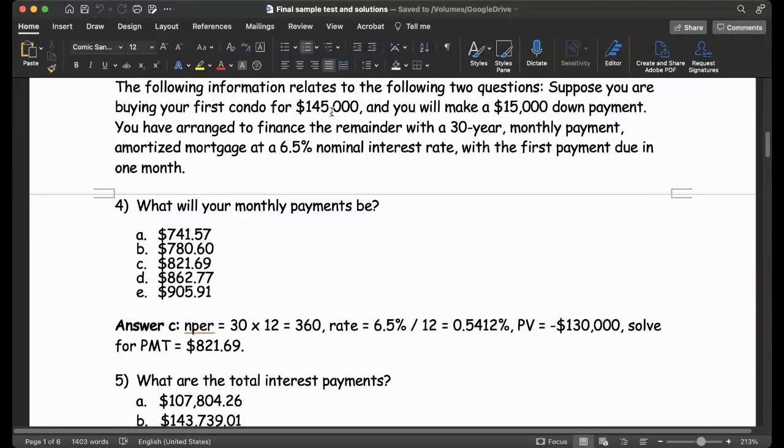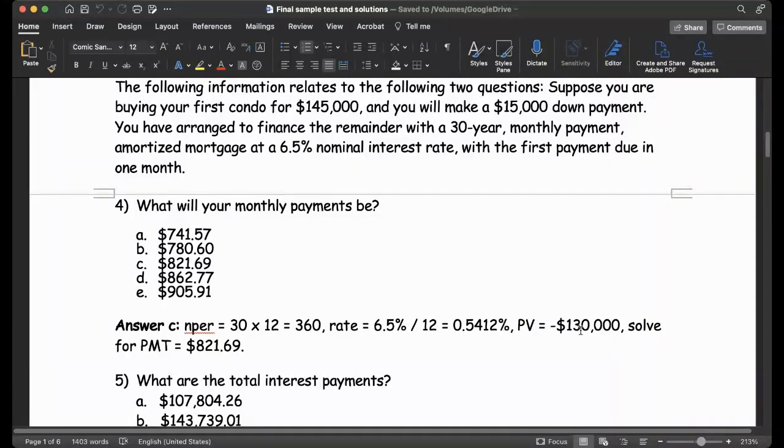Okay, so you know that today you're buying a condo at this price. The down payment is $15,000. So you need to first take the difference of these two. You need to use $145,000 minus this $15,000. So you know that the mortgage you are taking today is $130,000. So you can input present value as a negative number of $130,000, which means that the bank is having a cash outflow of this much today.